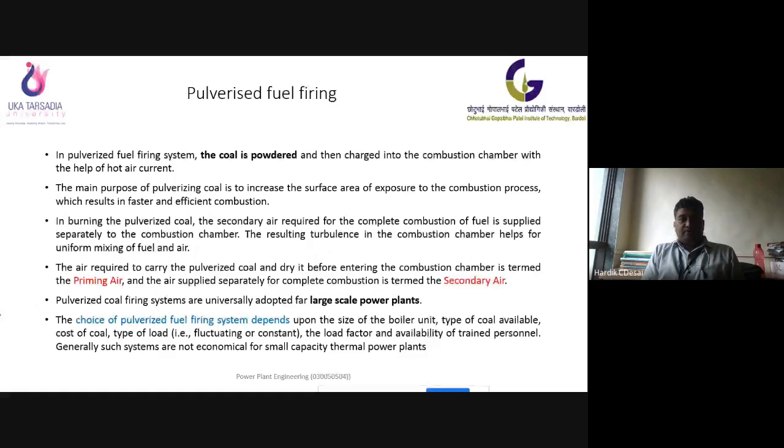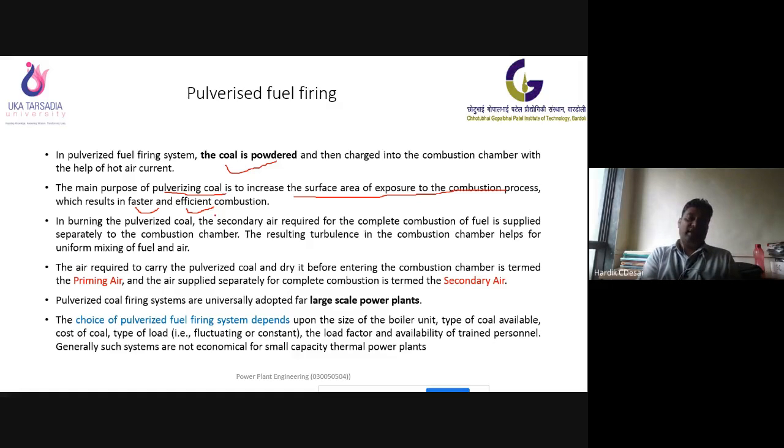So let us start with the pulverized fuel firing. In pulverized fuel firing, as I said, the coal is converted into powdered form. Then it will be discharged into the combustion chamber with the help of air. The main purpose of this pulverizing process, to convert the coal into powder form, is to increase the surface area of exposure to the combustion process, which will result in faster and efficient combustion. This is the most important thing relative to the stoker firing processes. You will have faster and efficient combustion of the fuel.